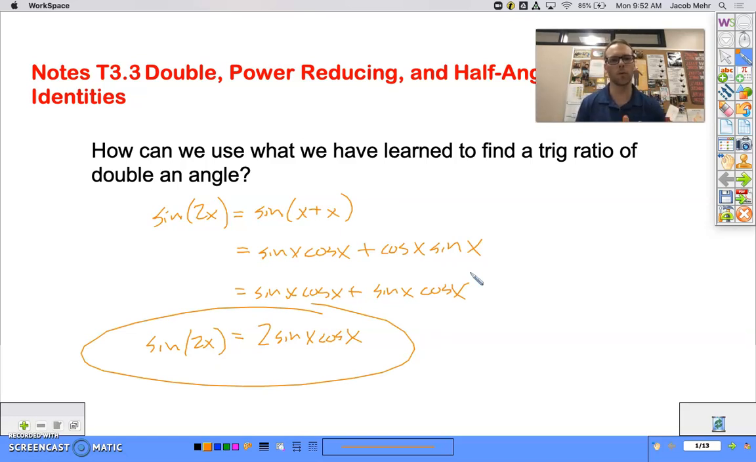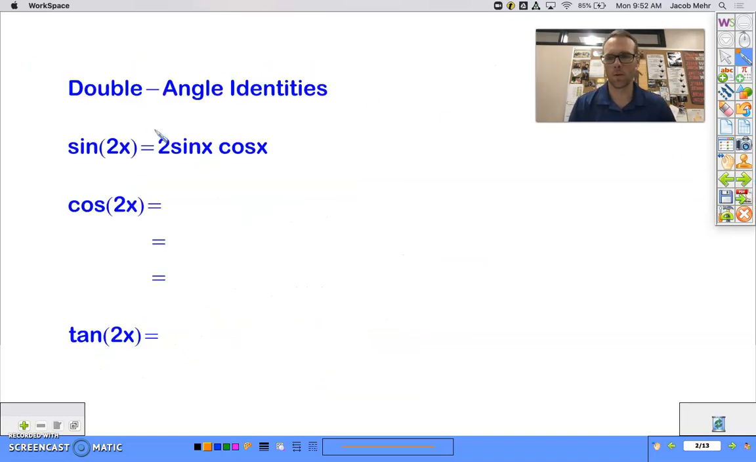Okay, and that's our first, what we call double angle identity. We can take the sine of double an angle by taking 2 times the sine of the original angle times the cosine of the original angle. We don't have the double angles in there anymore. We have the original angle. So that's the first of our double angle identities. Okay. So I have that one written right here.